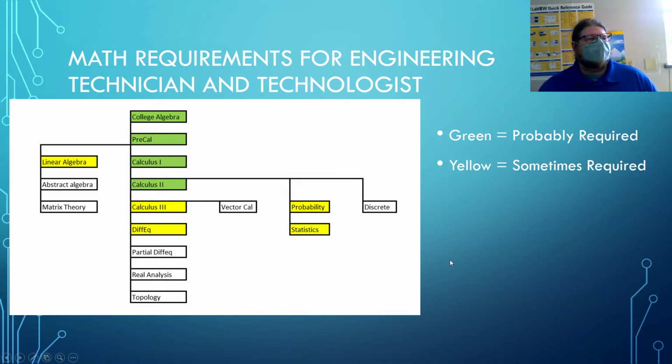If instead of saying, well, I don't want to be an engineer, I'd like to be an engineering technician or maybe a technologist, when I looked at those degree programs, most of them wanted you to take up to Calculus 2. And some other ones wanted you to take Cal 3, differential equations, linear algebra, and occasionally probability and statistics. So a little bit less math if you're going for a degree as a technician or a technologist. Again, I'm saying probably required and sometimes required because not every college program is the same, and depending on what college it is, they may have you take more or less than what I have here.